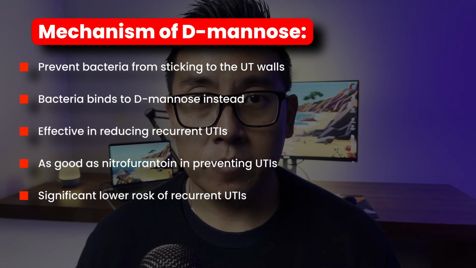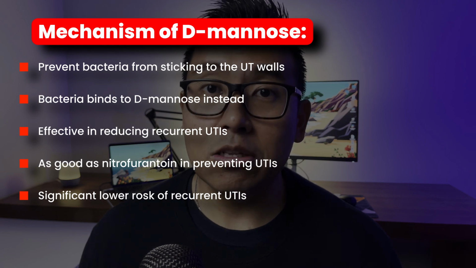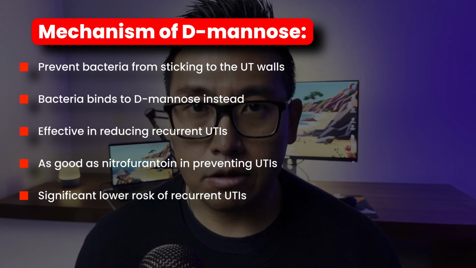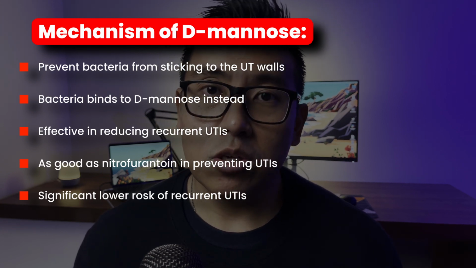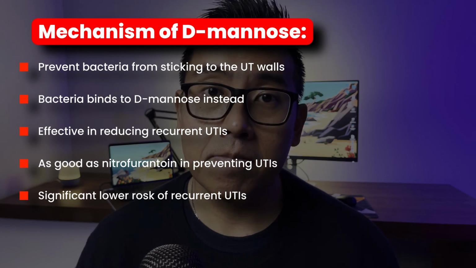Now, the idea is that D-mannose can prevent bacteria from sticking to the urinary tract walls and reduce the risk of infection. See, bacteria like E. coli have those tiny little hair-like projections called fimbriae that bind to receptors on the urinary tract. And D-mannose can mimic those receptors, so the bacteria bind to it instead and get flushed out when you pee.